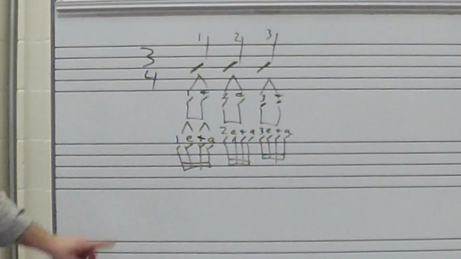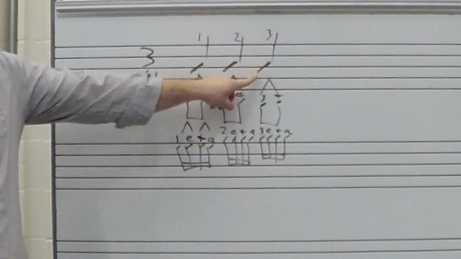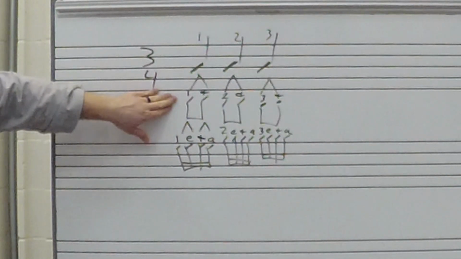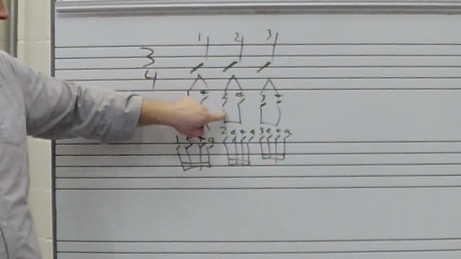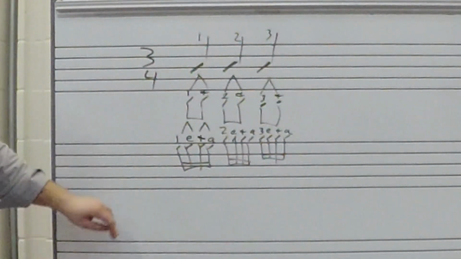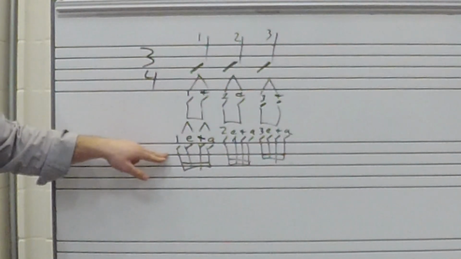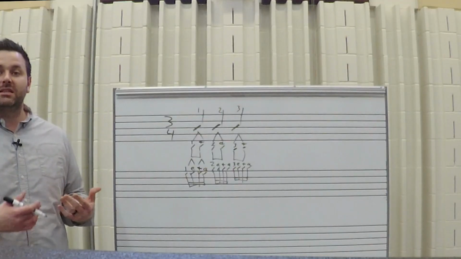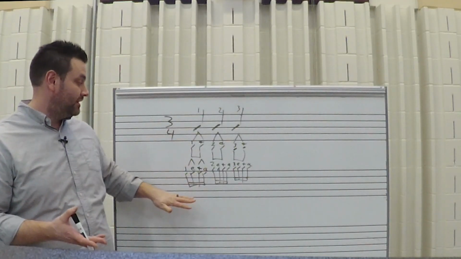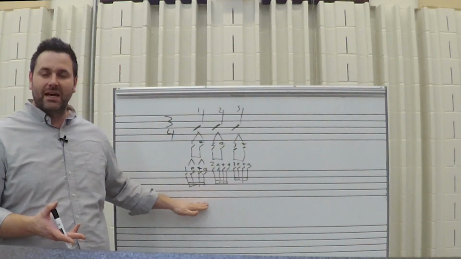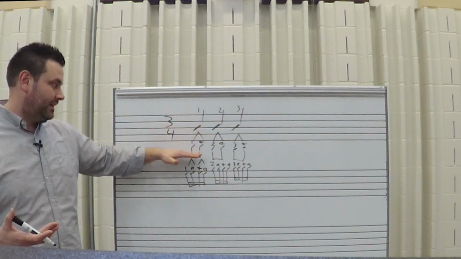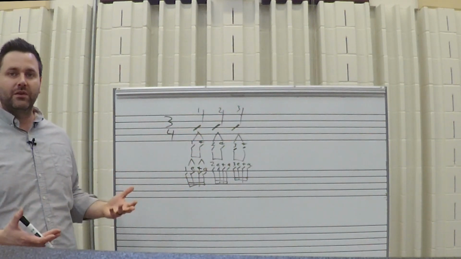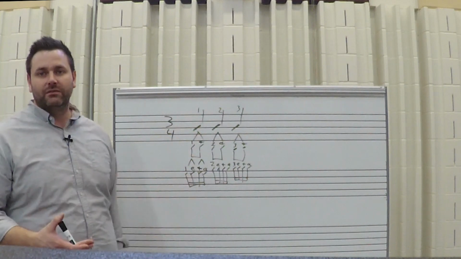Okay, so we get 1, 2, 3, or if we double that pace, 1 and 2 and 3 and, or if we double that pace, 1 e and a 2 e and a 3 e and a. Okay, and you can see the tempo is the same between those three, but the rate at which the notes are going by doubles as we increase the number of notes, or as we decrease the value of the notes.